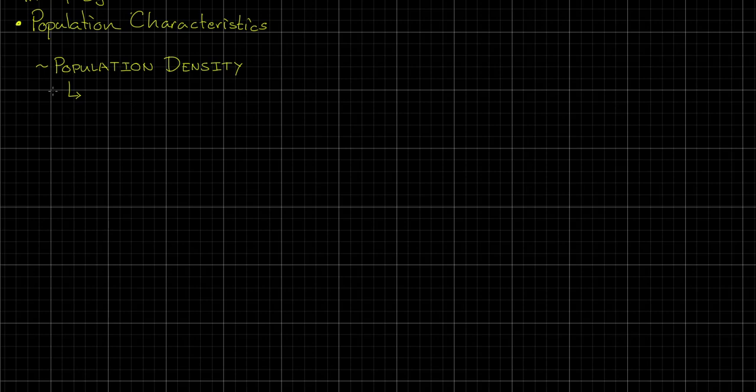Okay, so population density, easy. We're just going to say that by definition it is the number of organisms. So it doesn't matter if we're talking people or whatever the case is. The number of organisms per unit area. All right. Number of organisms per unit area.